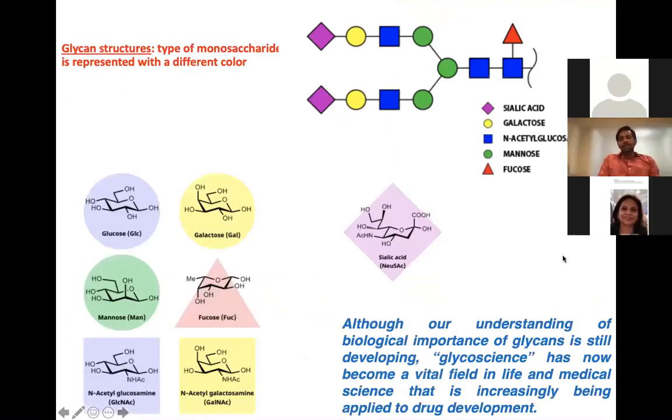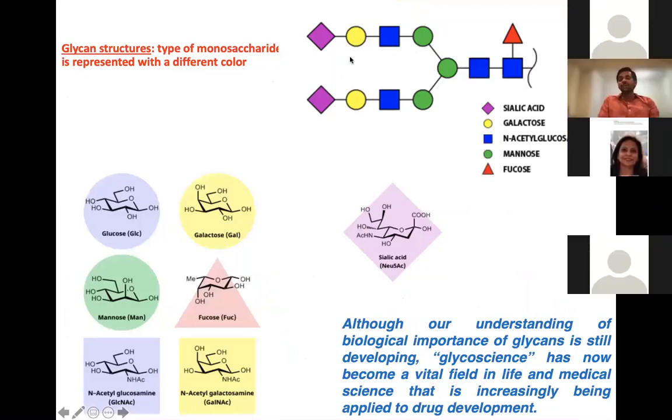So this is actually the main figure in which you can see the glycan structure, which is attached with the different glycans: sialic acid, galactose, N-acetyl glucosamine, mannose, and fucose. This is just the representative figure of these structures.